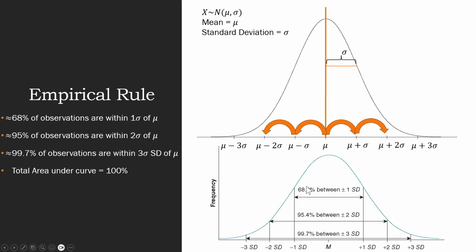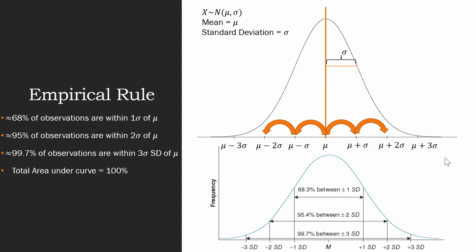Your textbook uses these decimals here. 68.3 is between plus or minus 1 standard deviation from your mean, 95.4 between 2 standard deviations, and then 99.7 is between 3 standard deviations. All right. It gives us a way to calculate proportions of observations that are within our population distribution if it's normal. If the distribution is not normal, then we can't use this empirical rule. It only applies to your normal distributions.